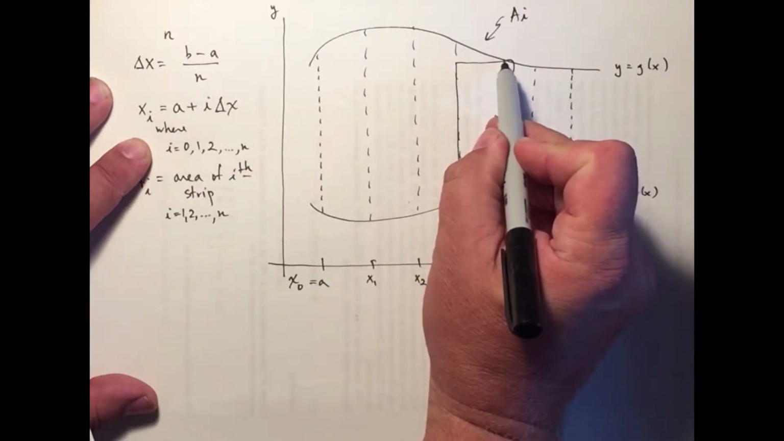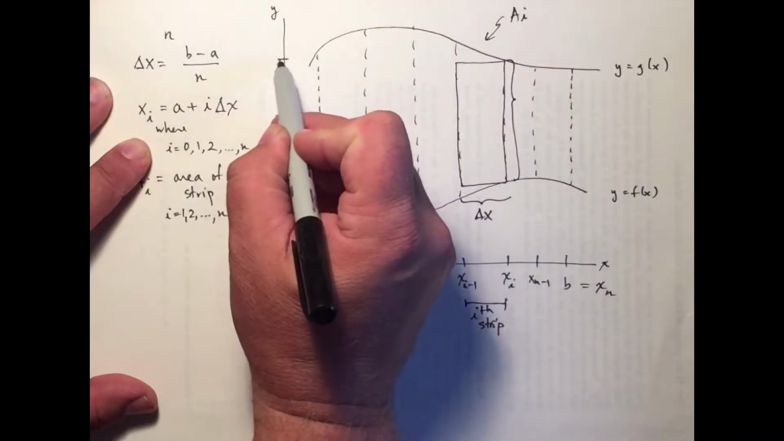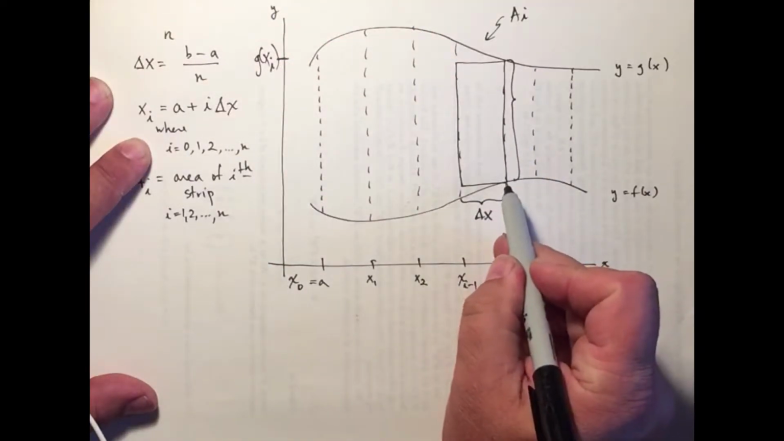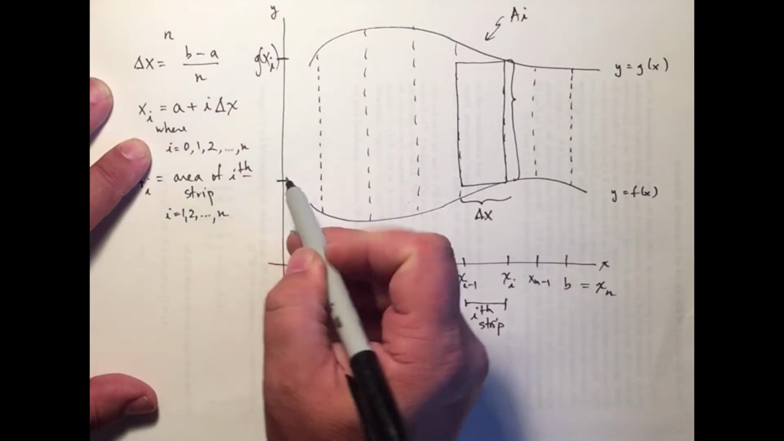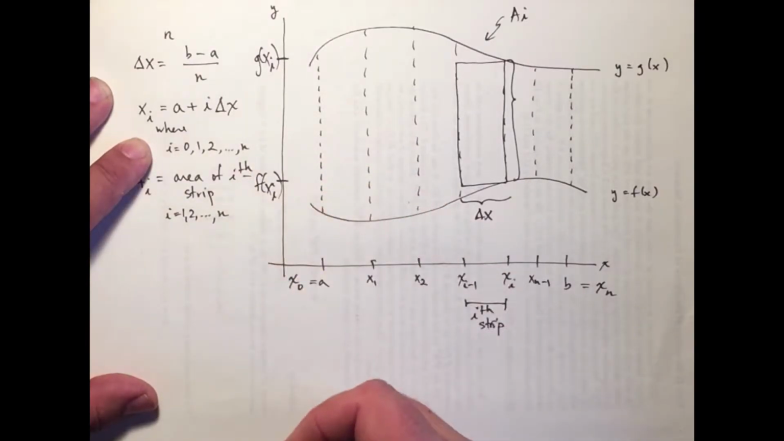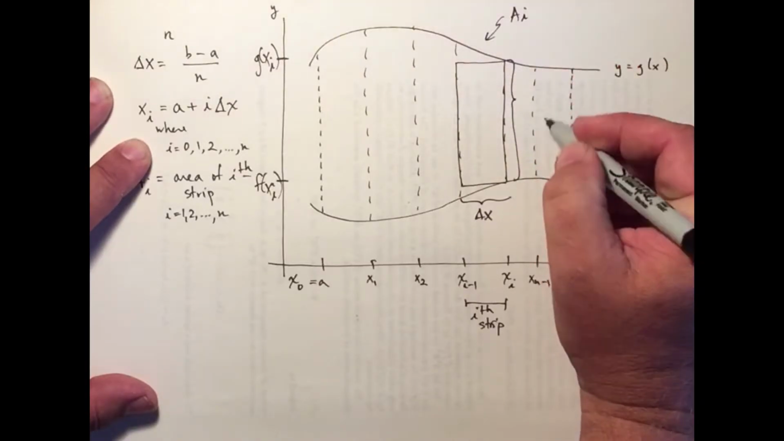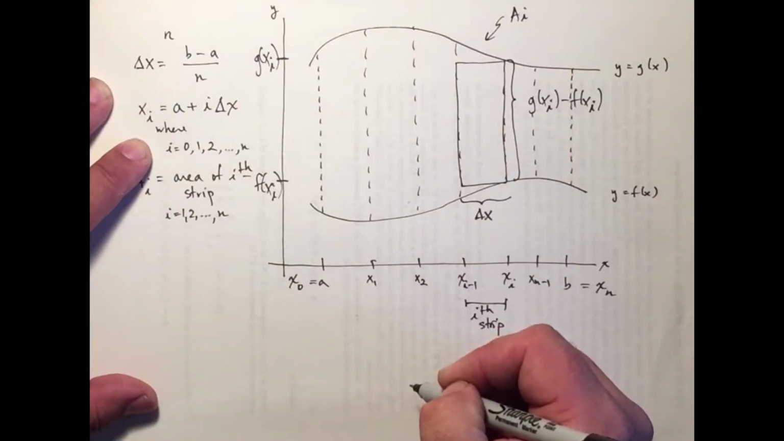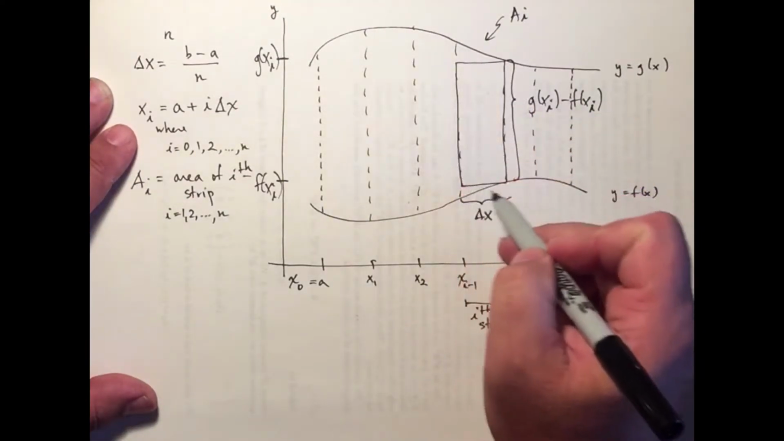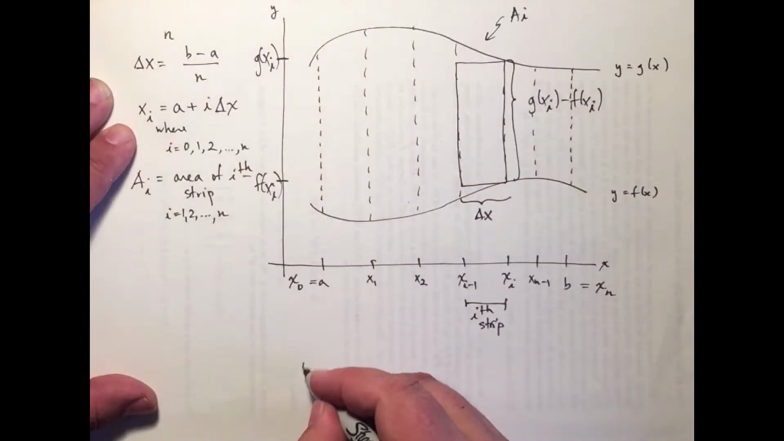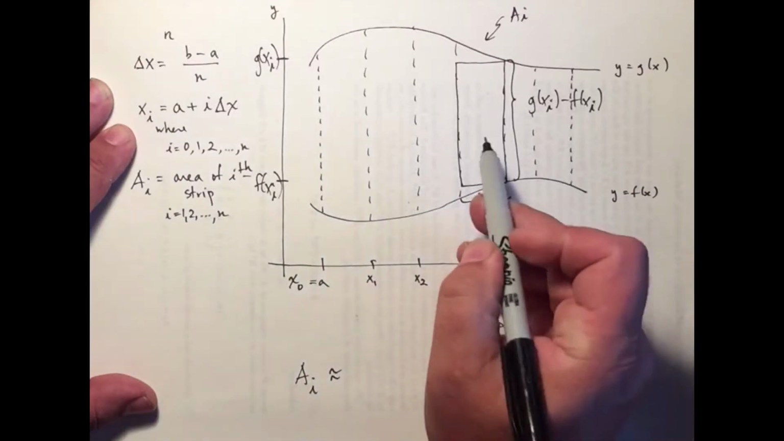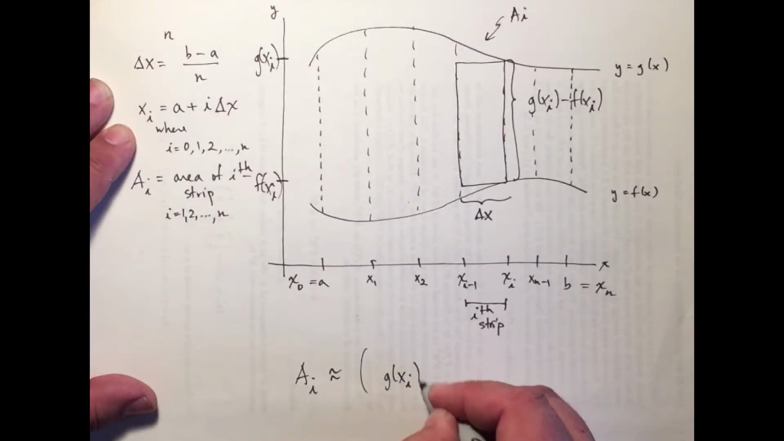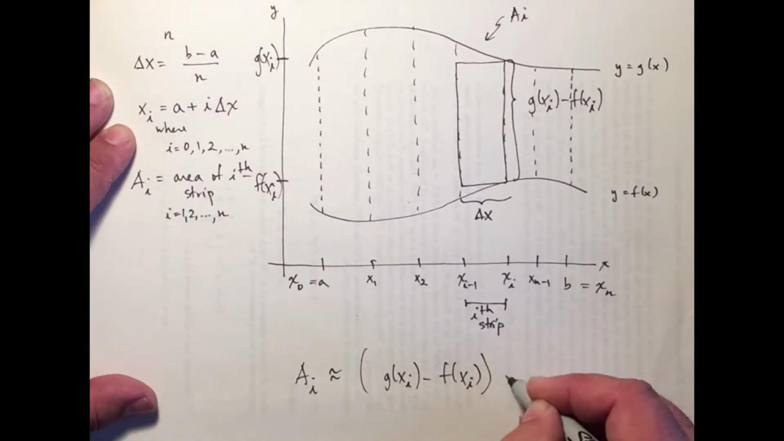Well, this height is given by the function g, and it's at x_i. So that's g of x_i. And this height right here, that's given by the function f. That's f of x_i. So the height of this rectangle is g of x_i minus f of x_i. So we can calculate the area of this rectangle, right? And the area of that rectangle, which is approximating the area of the strip, is g of x_i minus f of x_i, times delta x.